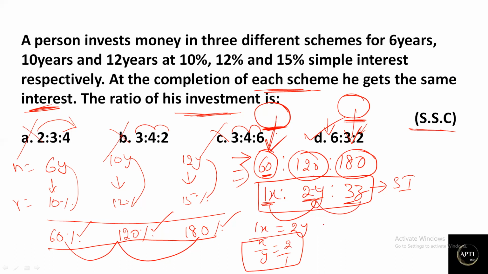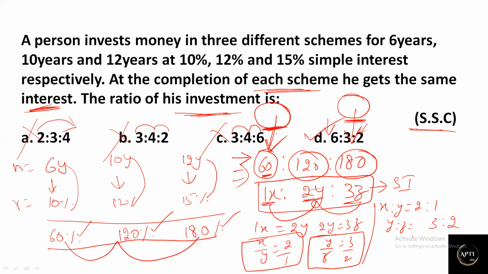Similarly, second and third, can I write 2y is equal to 3 times z? y by z is equal to 3 by 2. What's the ratio of y by z? 3 by 2. Now we know x is to y is 2 is to 1, and y is to z is 3 is to 2. What's the ratio of x is to y is to z? This will give you the investment ratio. Here 2 is to 1, 3 is to 2.